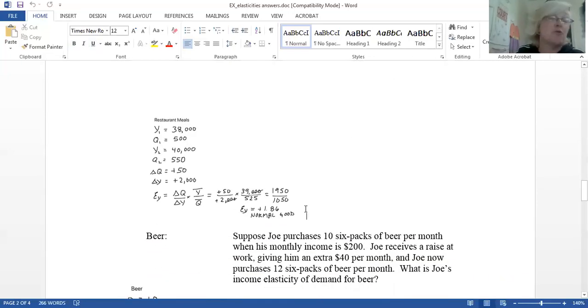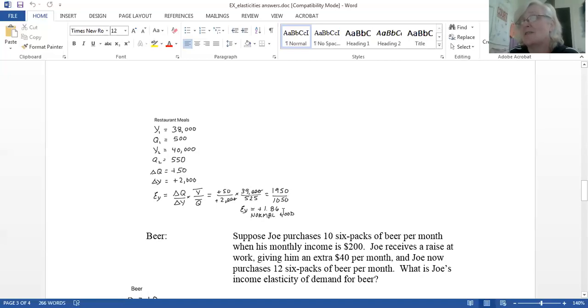It didn't say interpret, but of course we're always going to interpret. That should just be your gut response. So in this case, change in Q, positive 50, change in income, positive 2,000. And so you can see I put that on the first part here. The second part is average income, halfway between 38 and 40,000 is 39,000. And average quantity, halfway between 500 and 550 is 525. And when you multiply the top, you get 1950. When you multiply the bottom, I got 1050. Of course, I canceled out the thousands on both of those. I divided by 1,000 top and bottom to cancel that out. When I did this, I got the elasticity of income as a positive 1.86.